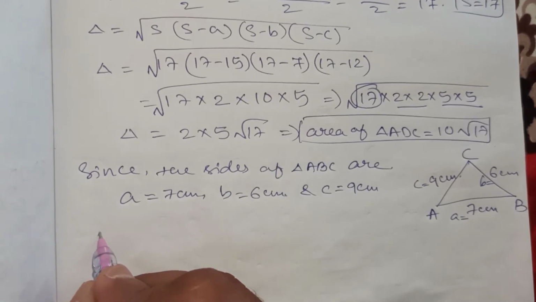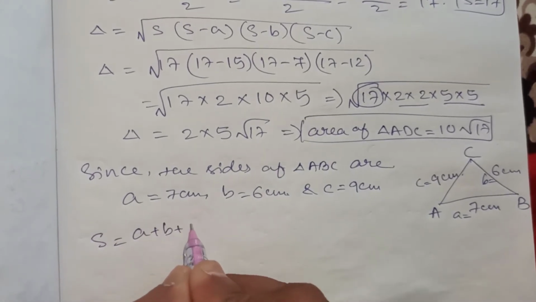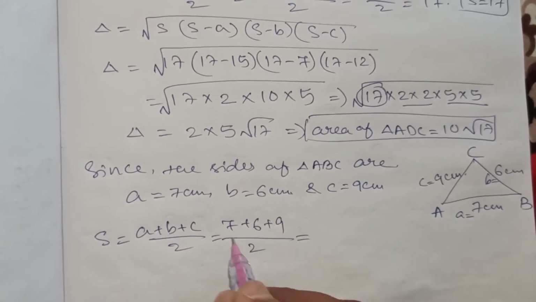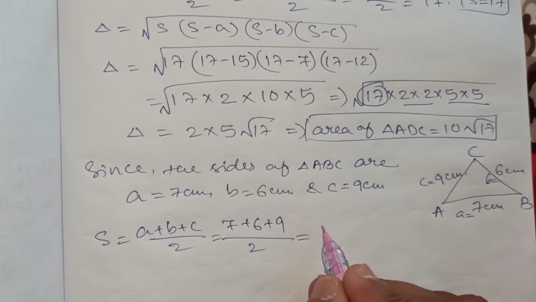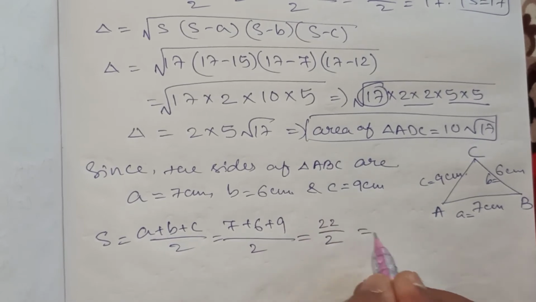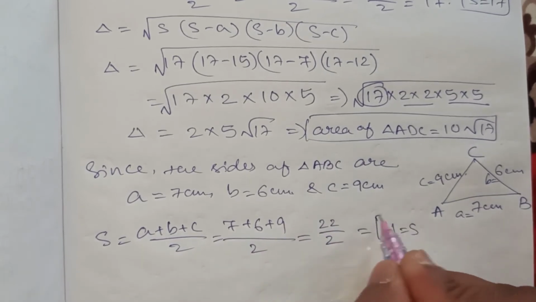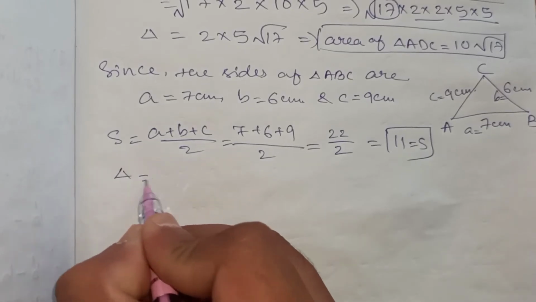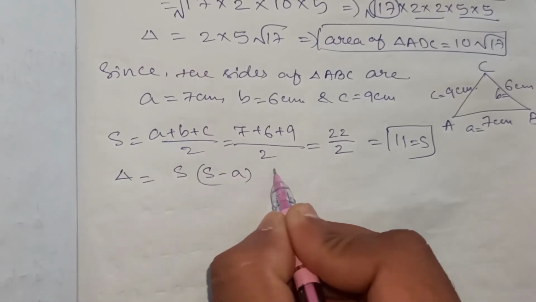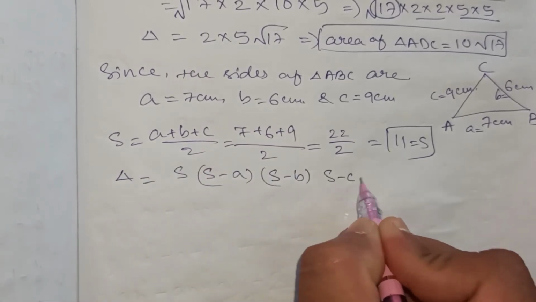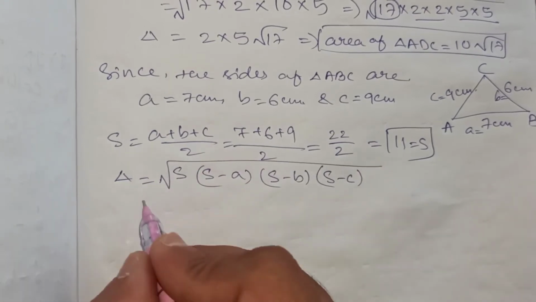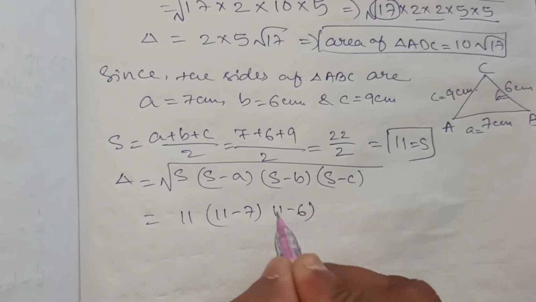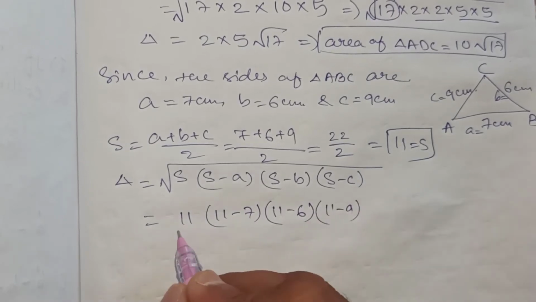So we will find S equals A plus B plus C by 2, that is 7 plus 6 plus 9 by 2. 7 plus 6 is 13, 13 plus 9 is 22, by 2. So we get 11. This is the value of S. Now we will use Heron's formula. Area equals square root of S into S minus A, S minus B, S minus C. S is 11, 11 minus 7, 11 minus 6, 11 minus 9.